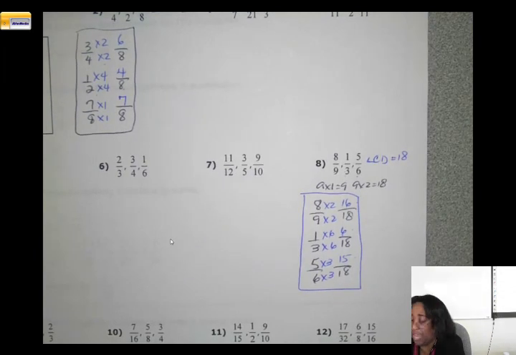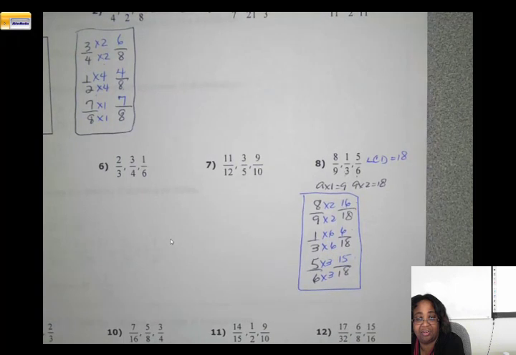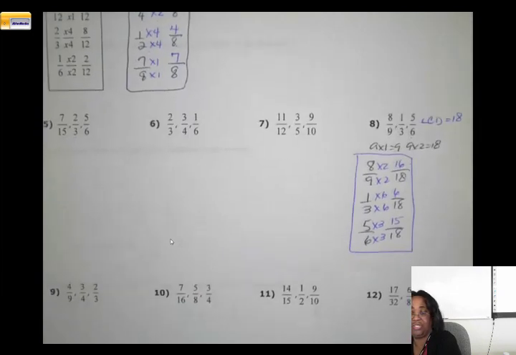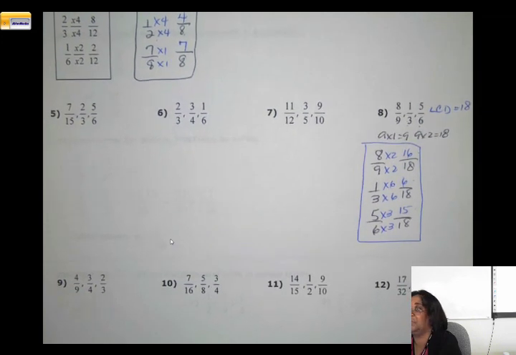So this whole page is practice getting the LCD. Remember, get the smallest one that they all have in common, that they all go into evenly. Raise the fraction and show me what those new equivalent fractions are. Was there another one on this page you'd like to do, or you guys get it? Is there another one we need to do on here as an example? Or you guys understand it?